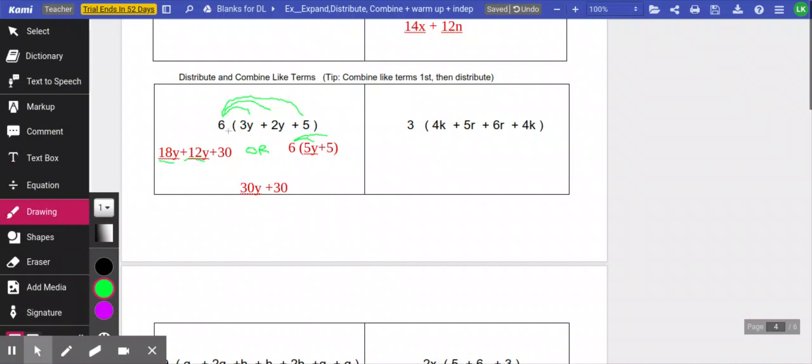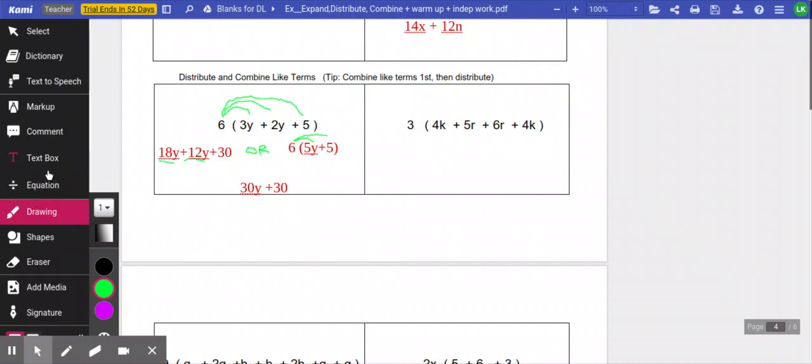So again, that was either distribute first. So 6 times 3y is 18y. 6 times 2y is 12y. 6 times 5 is 30. And then combine your like terms. Or combine the like terms inside parentheses first. So 3y and 2y can be combined to make 5y. Then I just rewrote the rest of the problem. The 6 is still outside, the parentheses are still there, and 5y and the plus 5 are inside. Then I multiply. 6 times 5y is 30y. 6 times 5 is 30. Either way.